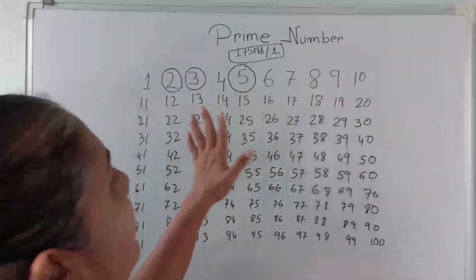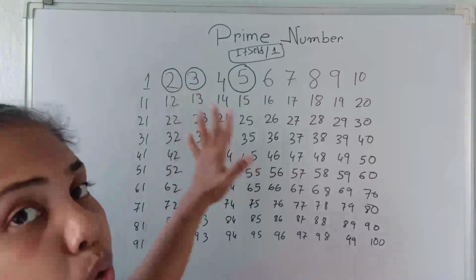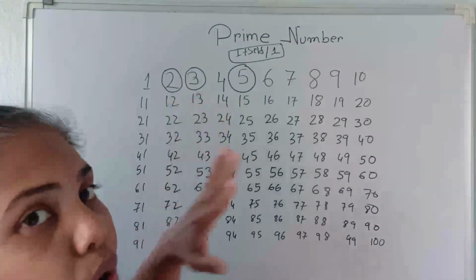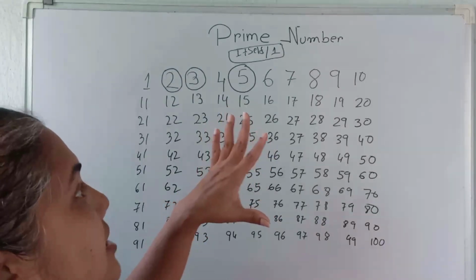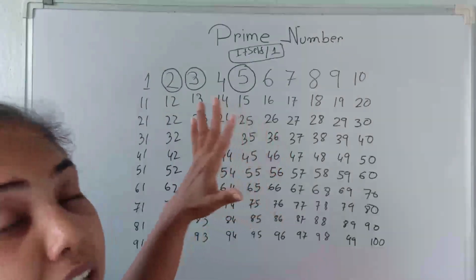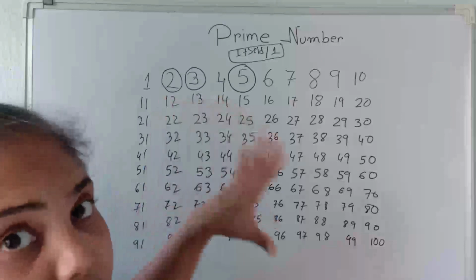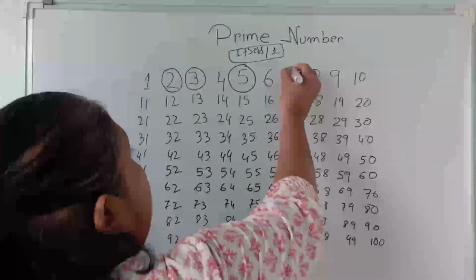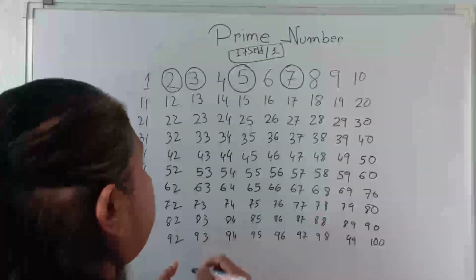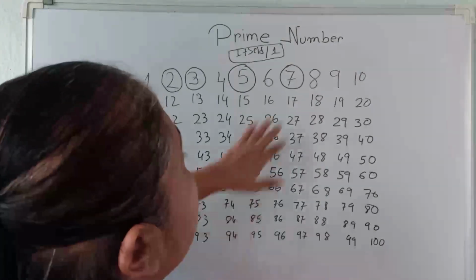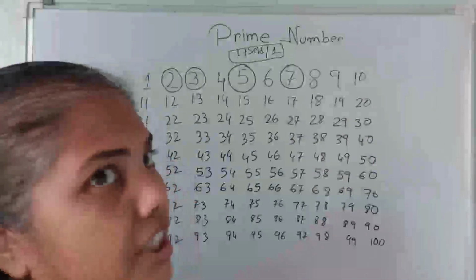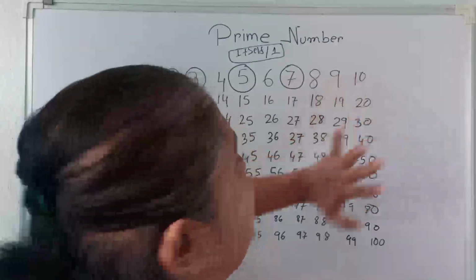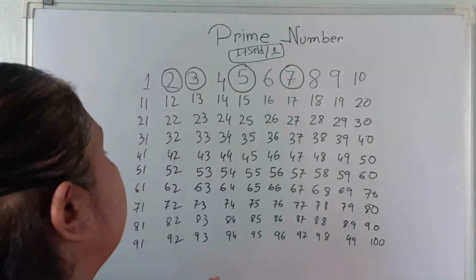Next, 6. We can easily divide 6 by 2 and 3. So 6 is not a prime number. Now 7. We cannot divide 7 by any other number. We can divide 7 only by 7 or by 1. So 7 is a prime number. 8: we can divide 8 by 2 easily. We can divide 9 by 3 easily. And we can divide 10 by 2 and 5 very easily.